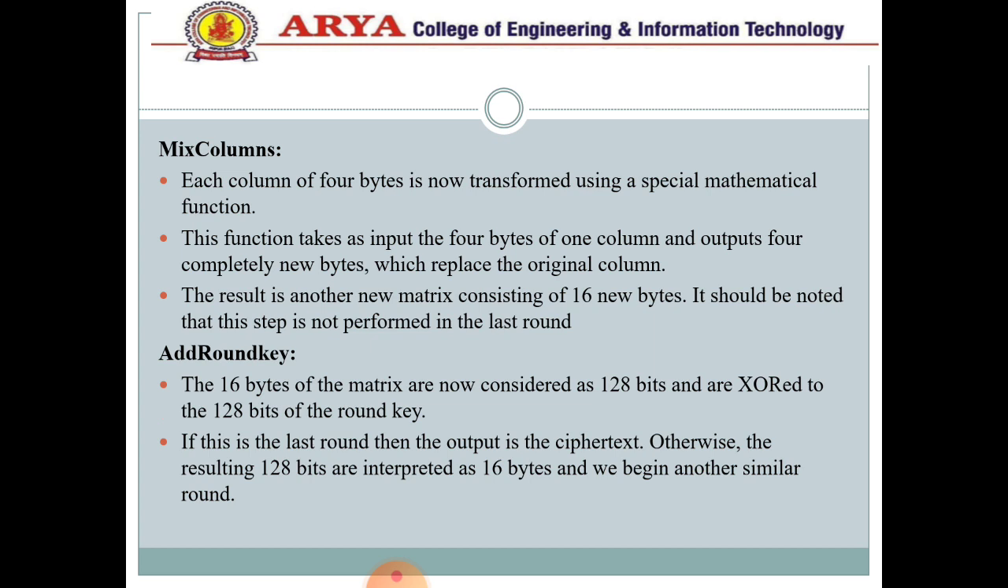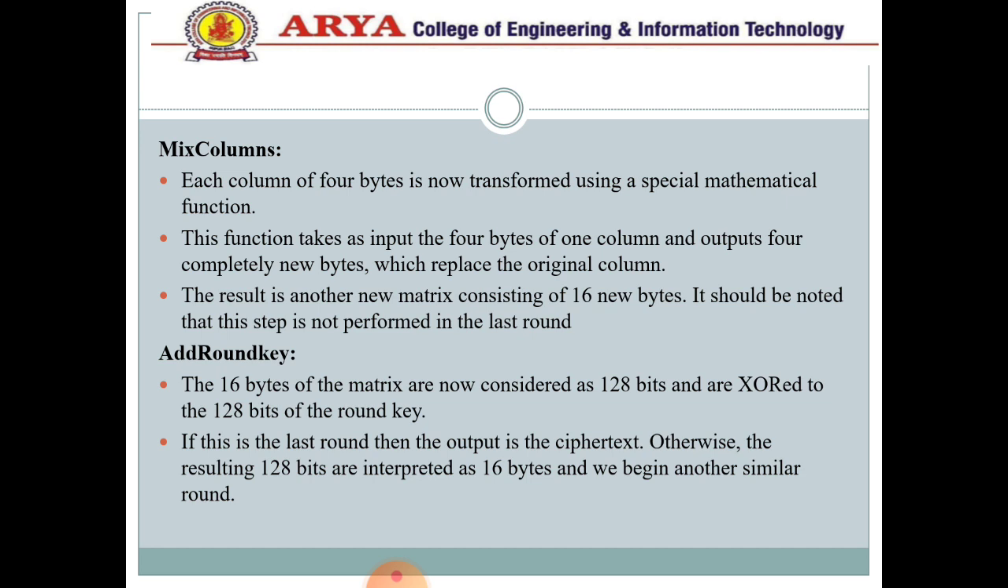The third operation is the mix column operation. In the mix column operation, each column of 4 bytes is transformed using a special mathematical function. This function takes as input the 4 bytes of one column and outputs 4 completely new bytes, which replace the original column. The result is another new matrix consisting of 16 new bytes. It should be noted that this step is not performed in the last round. So the mix column is not performed in the last round of the algorithm.